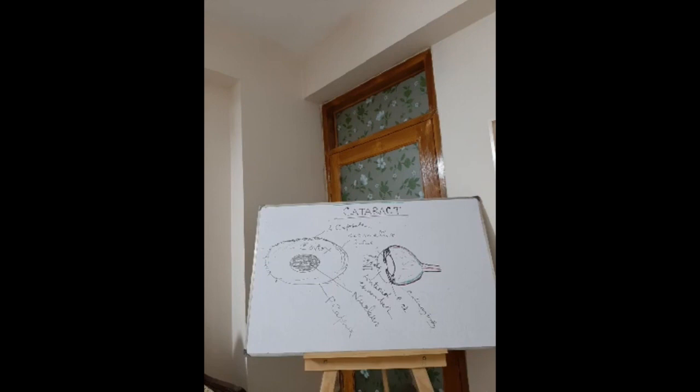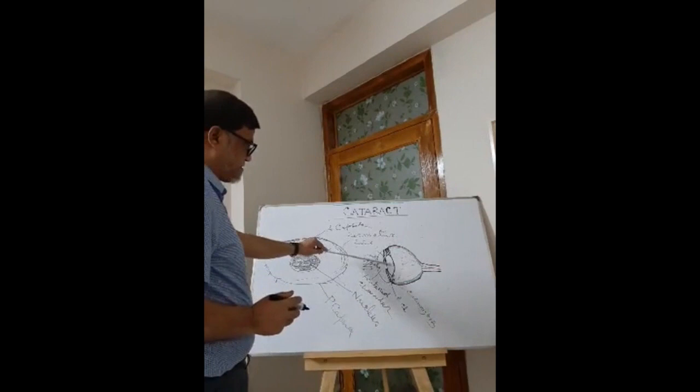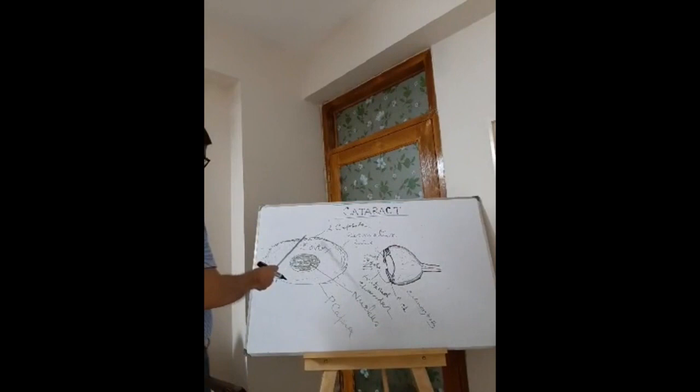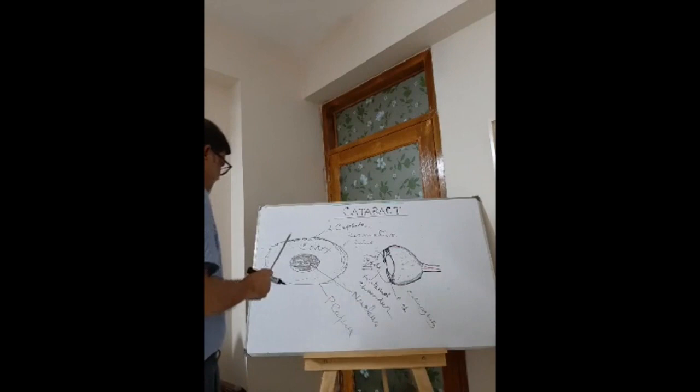Okay, now there is again interruption. So, to maintain the clarity of this lens, I told you the rule of avascularity. Number two, the lens contains a very small number of epithelial cells, keyword epithelium, and it allows light.